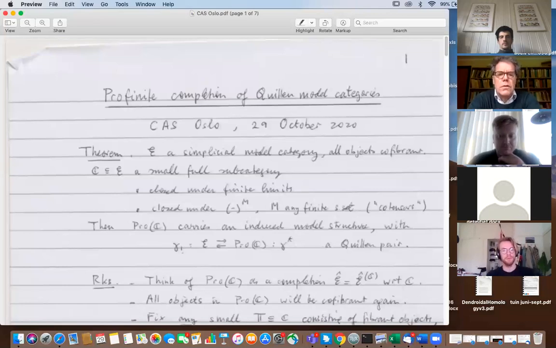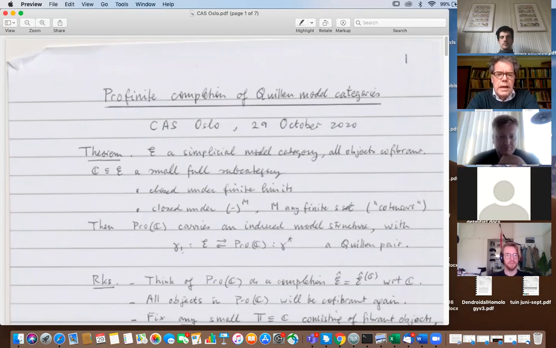So I fix a small full subcategory C, and I assume it's closed under finite limits. Now, E is a simplicial model category, so in particular it has tensors and cotensors, and I will also assume that this small category C is closed under cotensors with finite simplicial sets. That's the second bullet there. Of course, since C is also closed under finite limits, it's enough to assume it's closed under cotensoring with the standard simplices. And then I can consider the category Pro C, the pro completion of C. If you don't quite remember what it is, I will remind you on the next page, I believe.